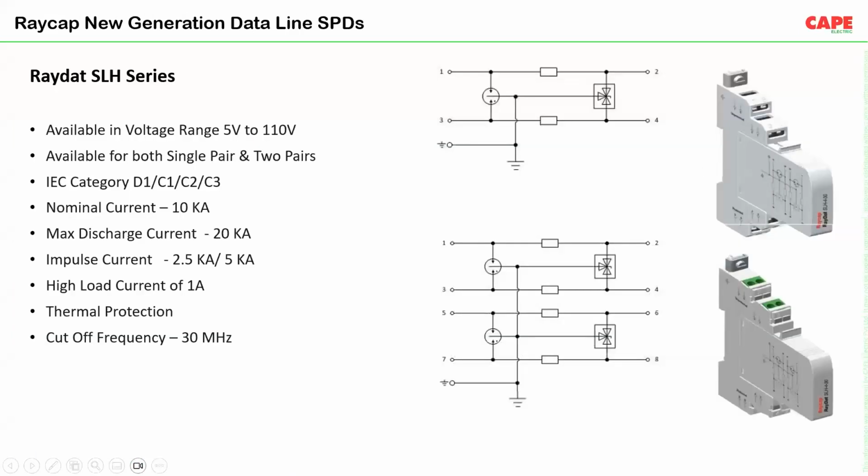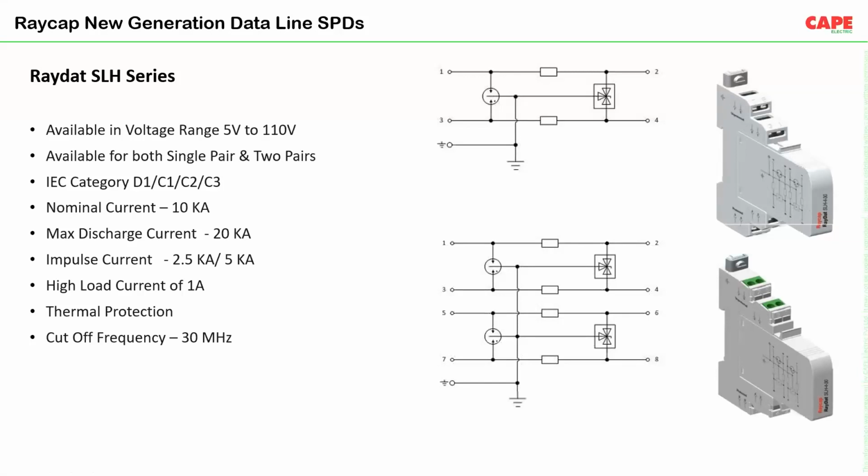So these are some of the parameters of the normally rated SLS series SPD which we had discussed. It is tested as per IEC category D1, C1, C2 and C3. It has a nominal discharge current of 10 kiloampere and a maximum discharge current of 20 kiloampere. The impulse current rating is around 2.5 kiloampere per pair of communication. For a single pair communication, the impulse current will be 2.5 kiloampere. For two pairs of communication, the impulse current will be 5 kiloampere. Load current is around 1 ampere.